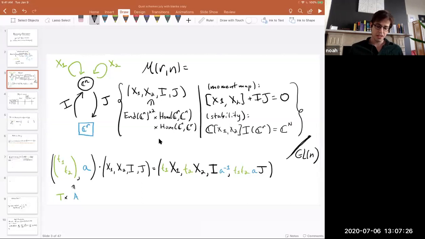This space comes with the action of GL_n. GL_n acts on C^n by conjugation, acting on the X operators by conjugation, and acts on I and J as you'd expect. The action of the torus T times A that I wrote earlier can also be realized in this quiver description as I've written down here. The T's scale X1 and X2, and to preserve the moment map equation, T1 T2 will also scale J, and the framing torus just acts on I and J.